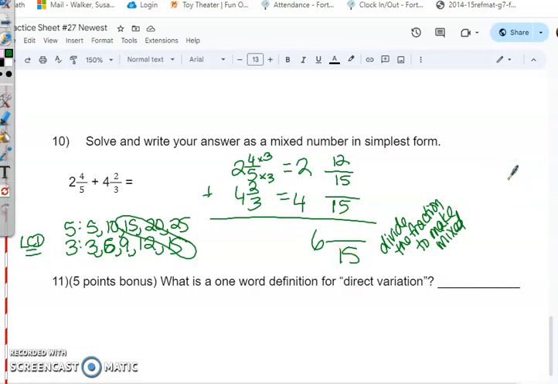Okay? What is a one-word definition for direct variation? Go check the word wall. Okay? 5 points bonus for that easy question.